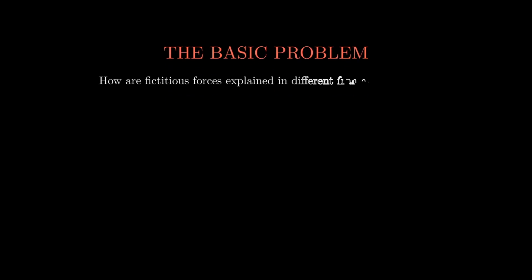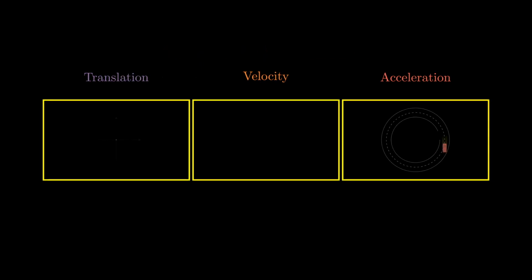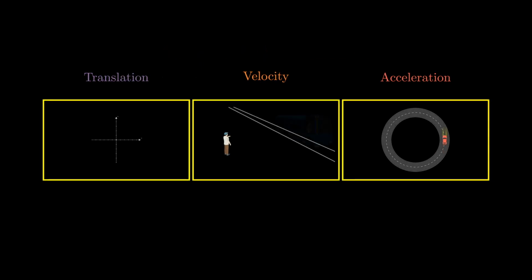Let's start by defining the problem. We will analyze different frames of reference in order to understand what these fictitious forces are. More specifically, I'll use the blue cap person to reference a system with no movement, and the red cap person for the system that is moving. Here, I listed 3 different situations to understand how different frames of reference explain a simple phenomenon.